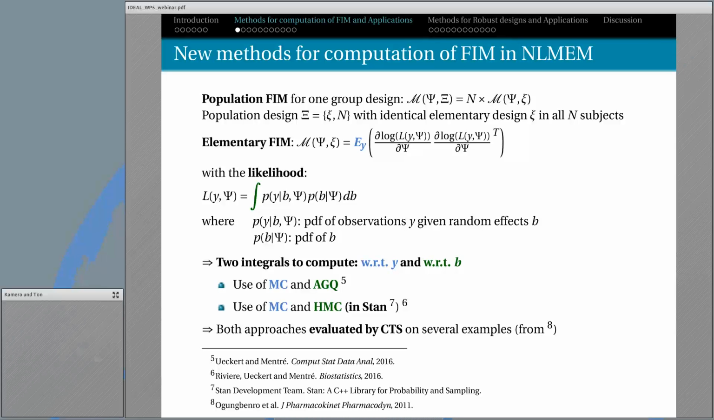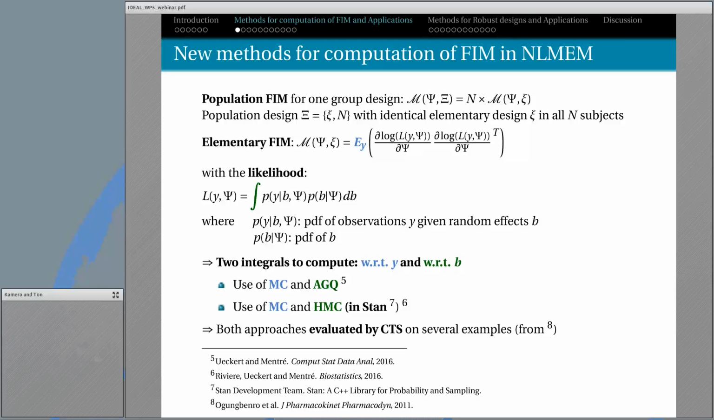The elementary Fisher matrix is given by this formula, as usual, where we see here the expected Fisher information matrix, so a first expectation on the data Y. Inside the expression, we have the likelihood, and this likelihood is an integral over the random effect B. In nonlinear mixed effect models, this likelihood has no analytical expression. So we have two integrals to compute: one, the expectation over Y, which was in blue, and one, the expectation over B, which was in red.